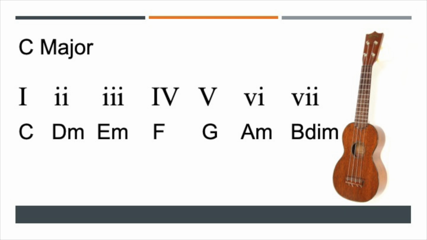This format of the 1, 4 and 5 chords being major and the 2, 3 and 6 chords being minor and the 7th chord being diminished is always the same no matter which major key we are in. It's just the chord names will be relevant to that particular key.